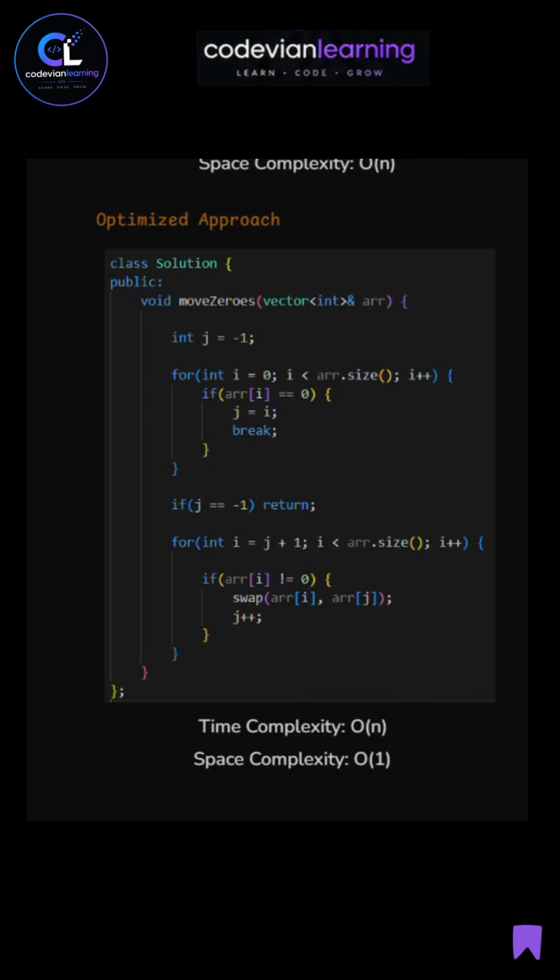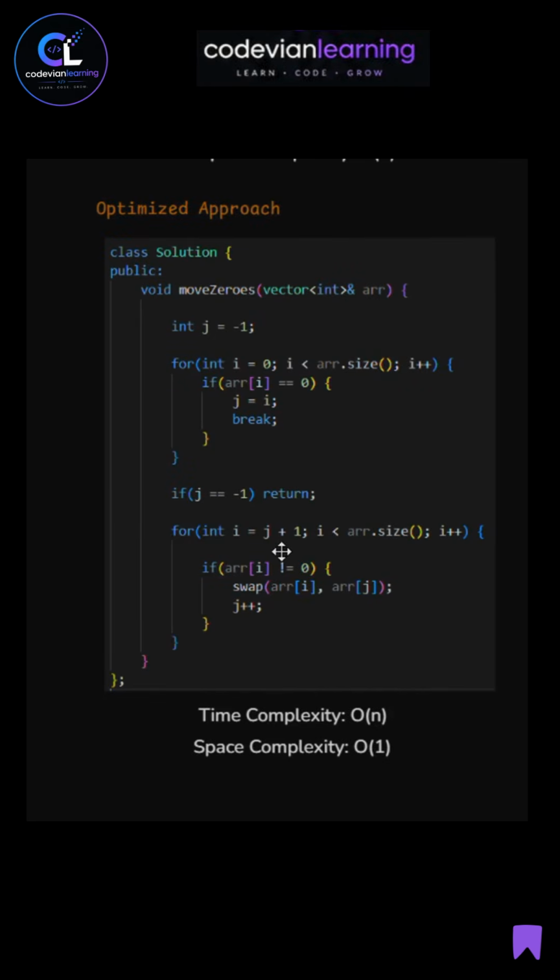We check: as soon as we find a zero, we store its index in j, and we stop searching. Now we check if j is still -1, it means there is no zero in the array. In that case, the array is already arranged, so we simply return. Now comes the main part.